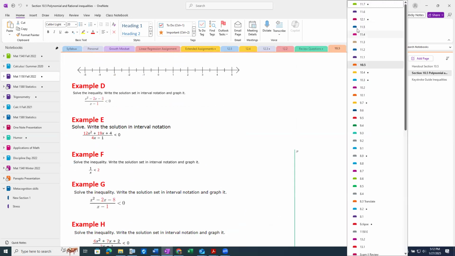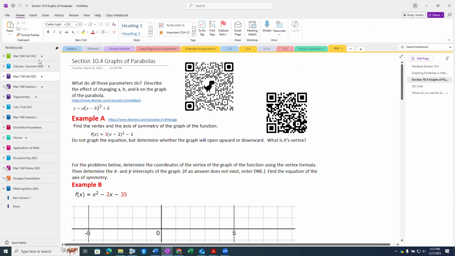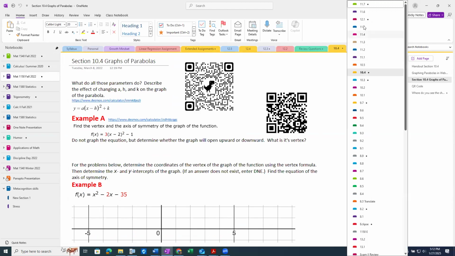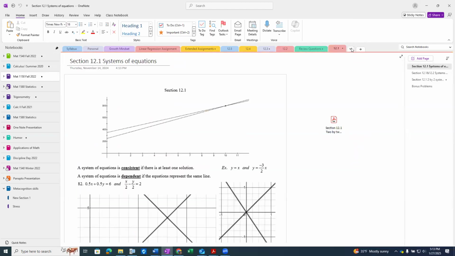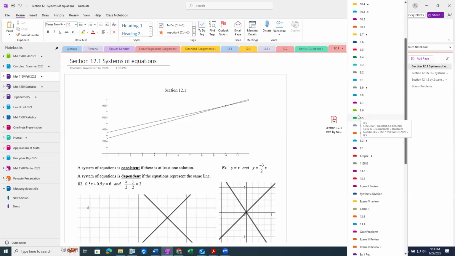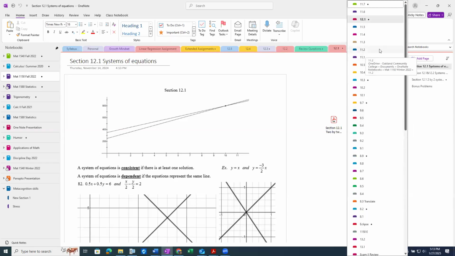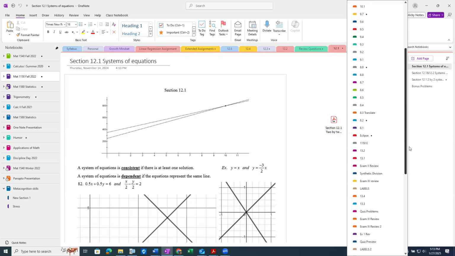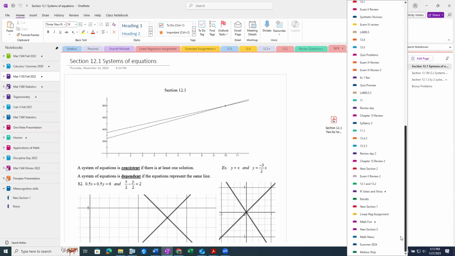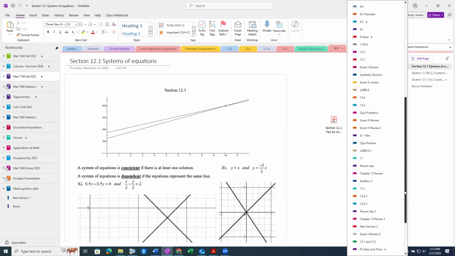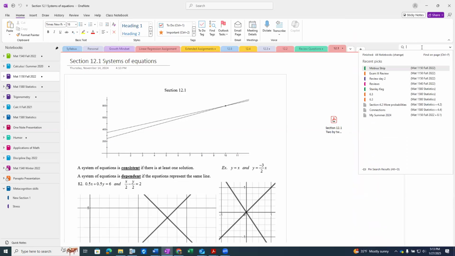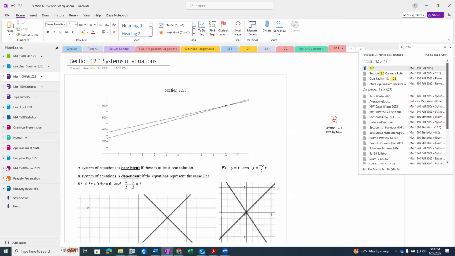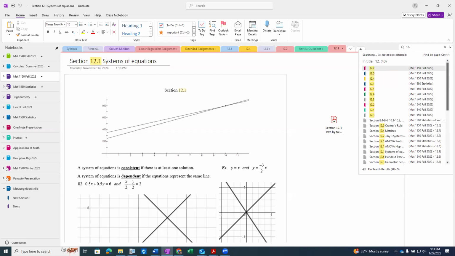Maybe it's in chapter 4. Perhaps. No, I'm not finding it at the moment. Yeah, system of equations. Yeah, it's in 12.5. I just wanted to give you something to look at here, but I'm not finding it. Let's try 5.4.